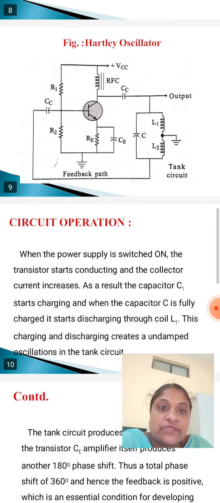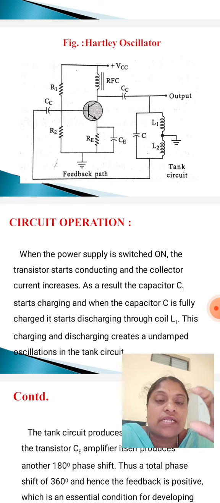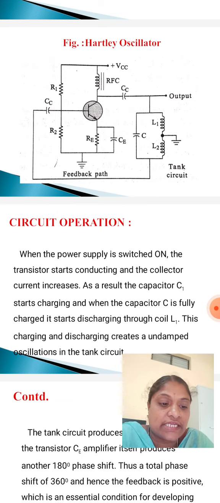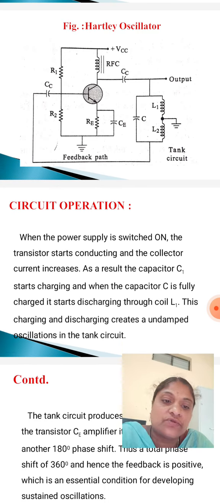This Hartley oscillator circuit is similar to Colpitts oscillator circuit, except that the feedback network consists of two inductors L1 and L2 and a capacitor C instead of two capacitors C1 and C2 and one inductor L in Colpitts oscillator. Okay.